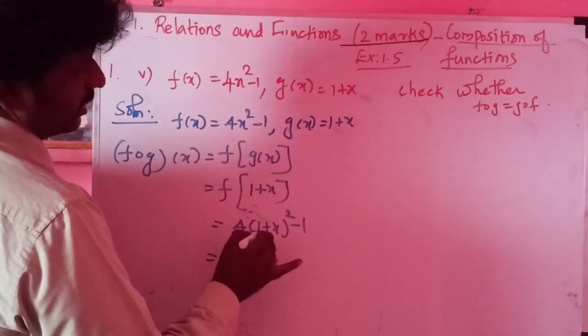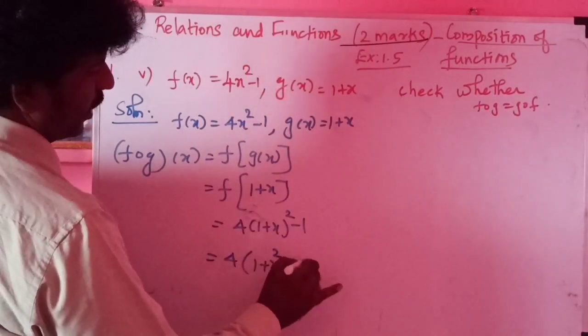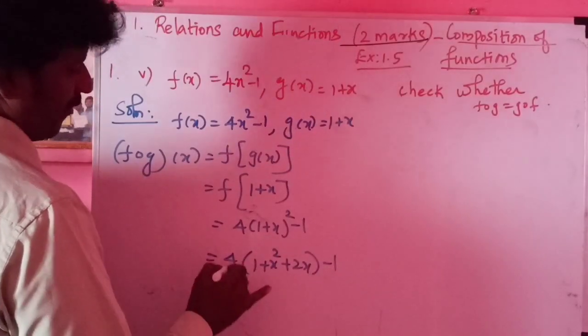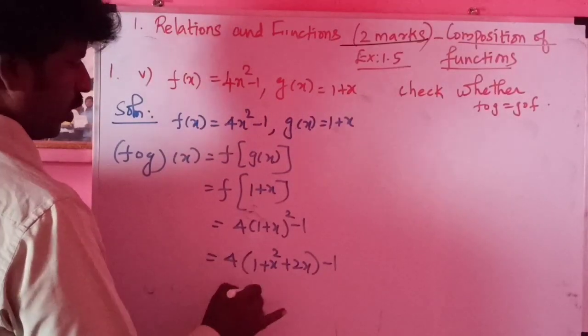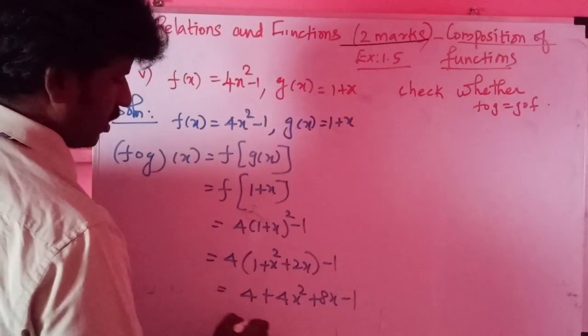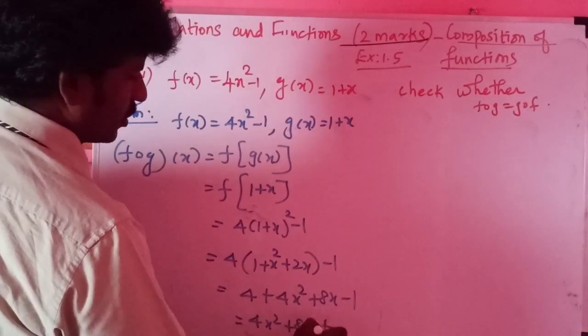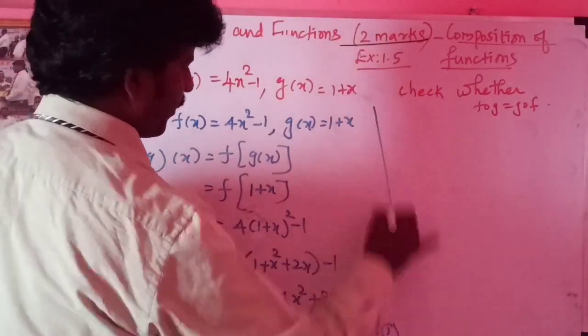4 into, this is a plus b the whole square. a square plus b square plus 2ab minus 1. இப்போ 4 கொண்டு உள்ள multiply பண்ணுங்க. 4 into 1, 4. This is 4x square. 4 into 2, 8x minus 1. So 4x square plus 8x. 4 minus 1, 3. This is equation 1.